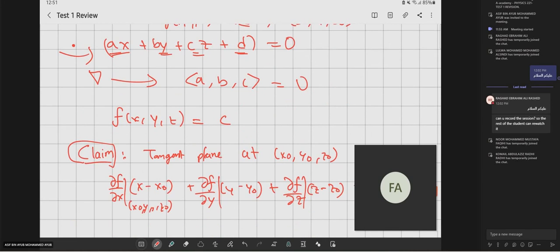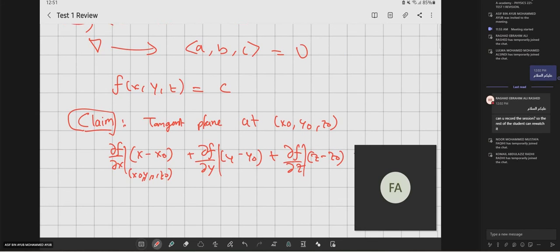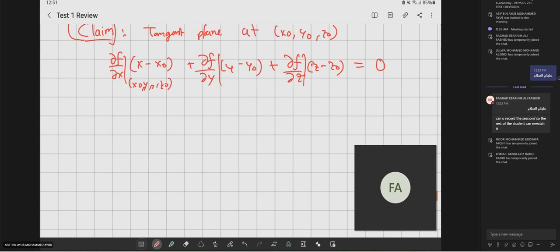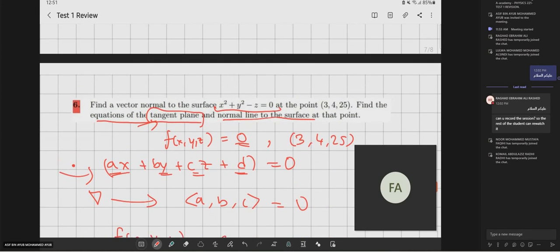Since the tangent usually, if you have y equals mx plus b, the tangent is usually found by taking dy by dx. Similar to this, the argument is similar to this, so let's do this. First, let's find f. What is f? f is x squared plus y squared minus z.